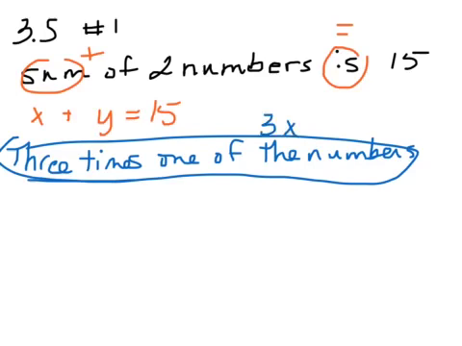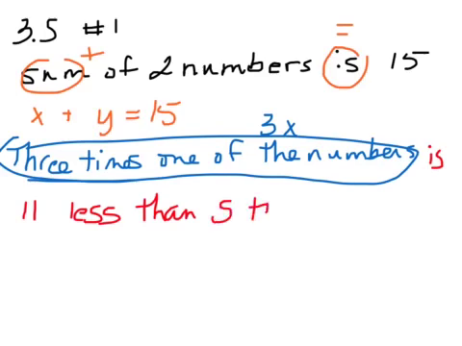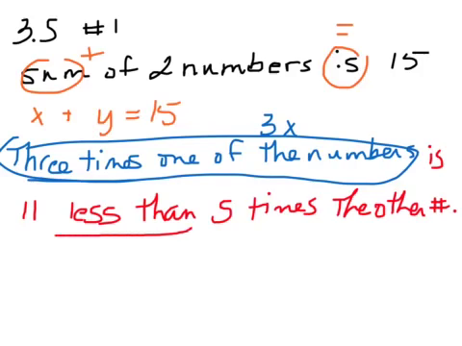Now it keeps going. Let me put it in a different color here. Is 11 less than 5 times the other number? Okay, so 3 times one of the numbers is 11 less than. 11 less than means I'm going to subtract 11 from something. 5 times the other number was y, so we'll call it 5y. So 11 less than 5 times the other number would be 5y minus 11. So if you look at what I have here, I have 3x equal to 5y minus 11.